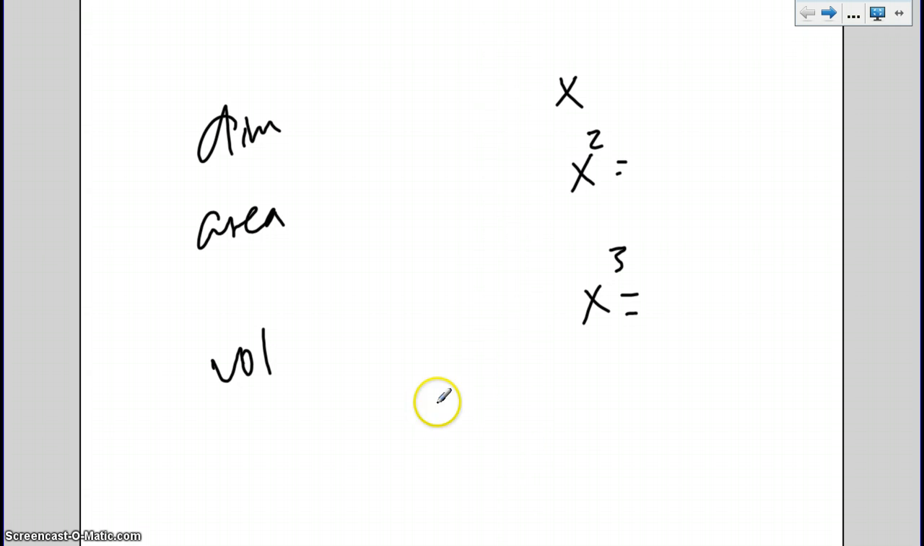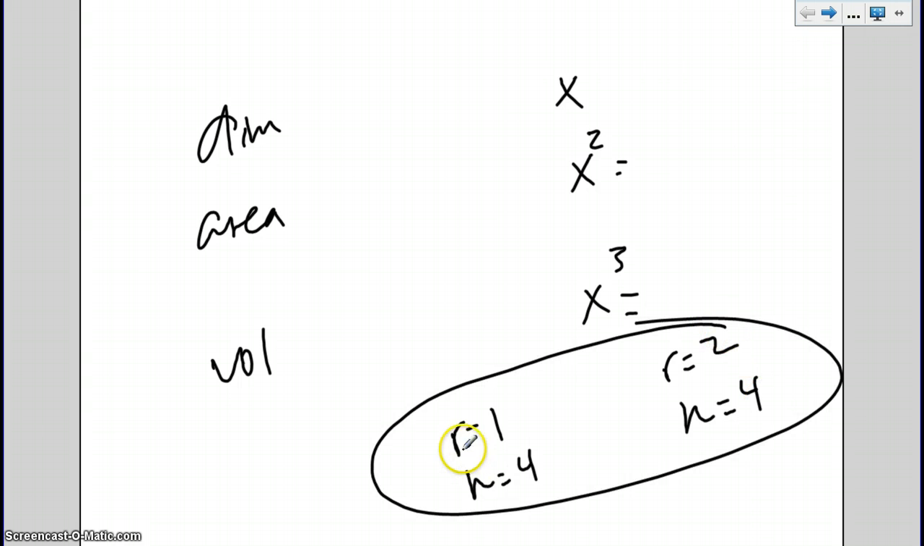Like your epsilon questions will say, my radius was 1, my height was 4, my radius doubled, but my height stayed the same. There are 2 different dimensions here, but only one of them doubled. So that means this chart won't work. This is the exception. If one dimension changes but the other one doesn't, then this chart will not work.